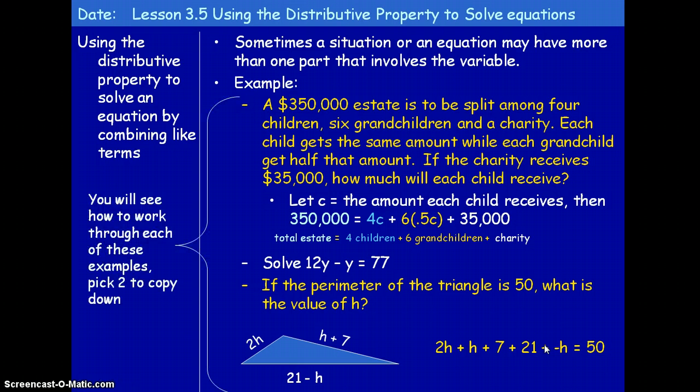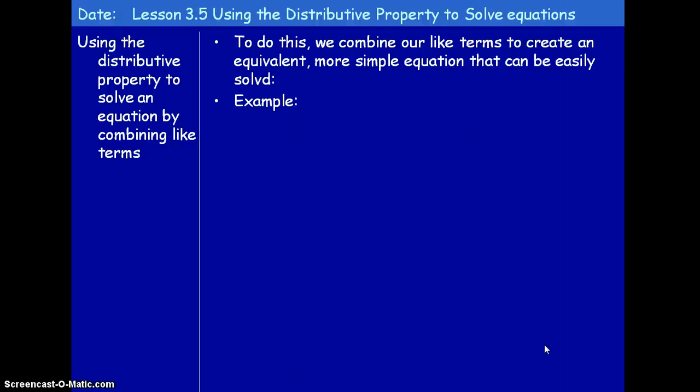We're going to see how to work through each of these examples. Please choose 2 of them to copy down in your notes. To use the distributive property, we will first begin by combining like terms to create an equivalent, more simple equation that can be easily solved.